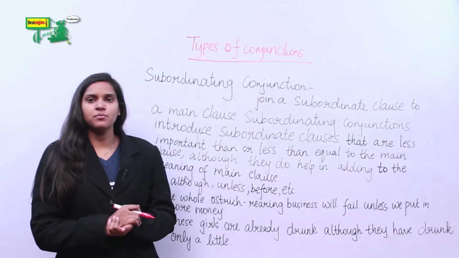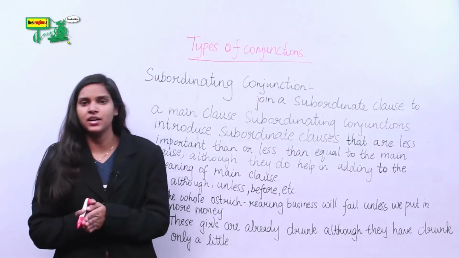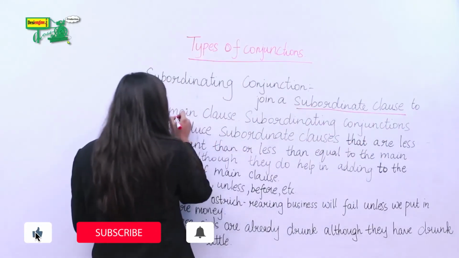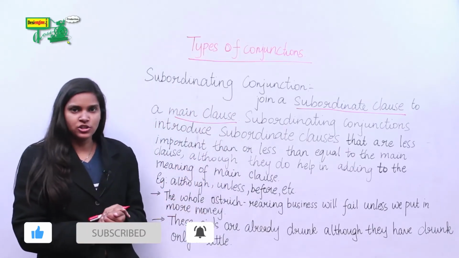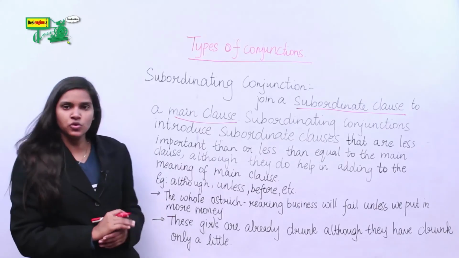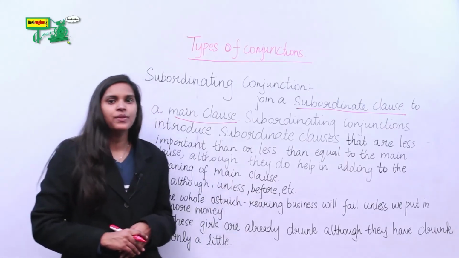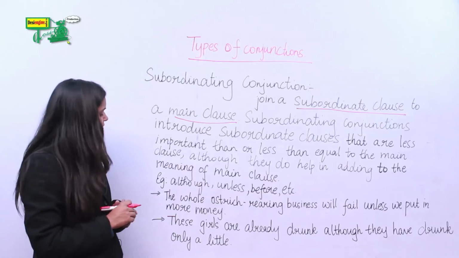Let's do the next kind of conjunction, that is subordinating conjunction. The purpose of a subordinating conjunction is to join a subordinate clause and a main clause. Examples of subordinating conjunctions are although, unless, before, etc. Let's see the usage of subordinating conjunctions in a few sentences.